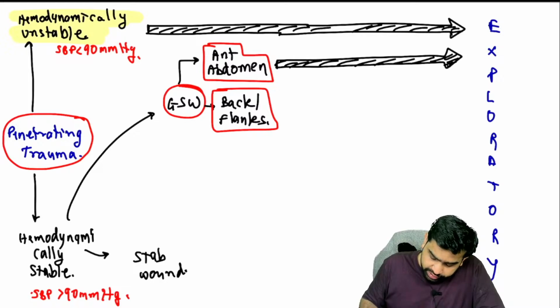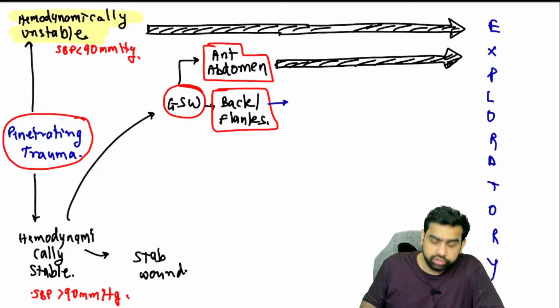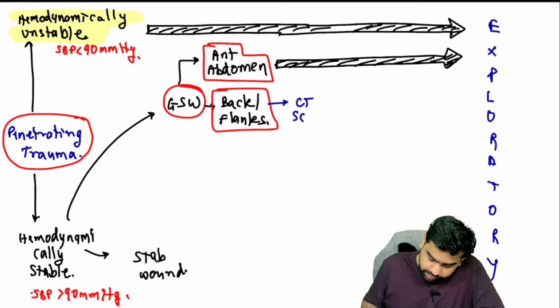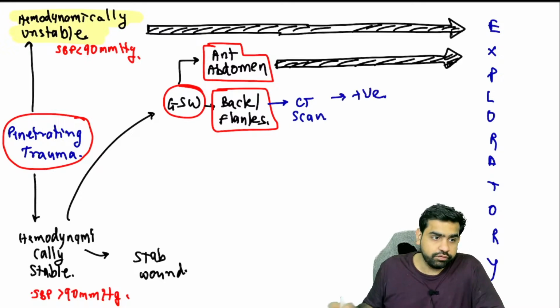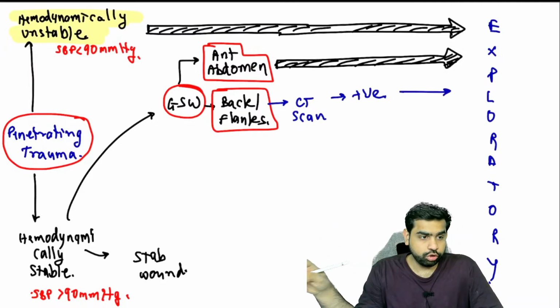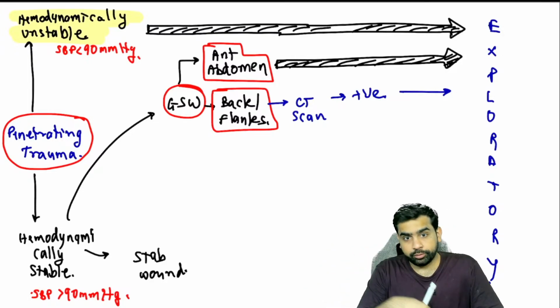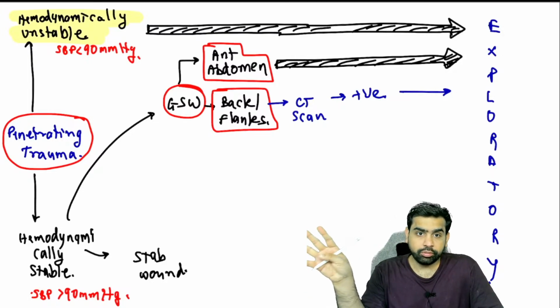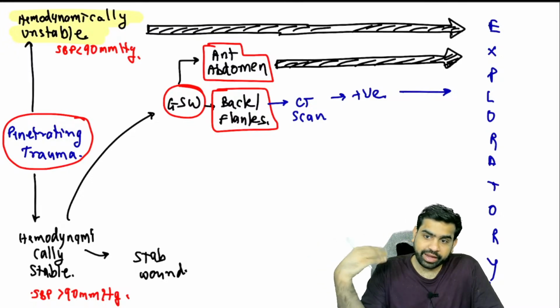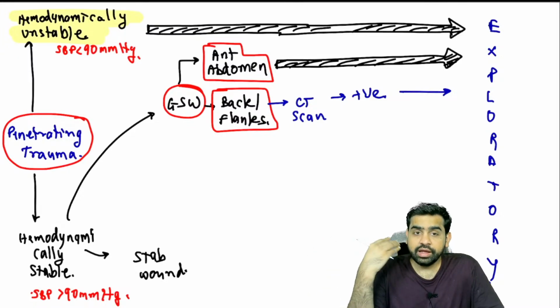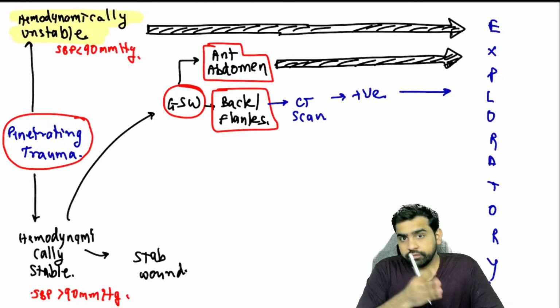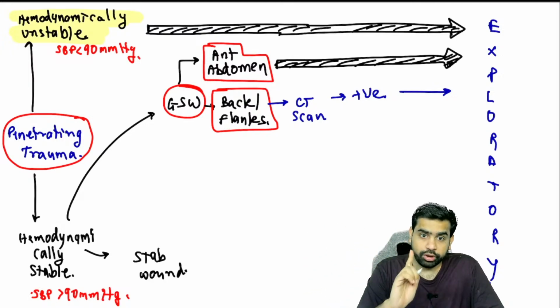But if there is a patient who has a gunshot wound in the back or the flanks, you perform a CT scan, and if the CT scan shows some positive signs and features, then you perform an exploratory laparotomy. So please try to understand, not all gunshot wounds to the anterior abdomen are taken directly to exploratory laparotomy, but for a gunshot wound to the back and the flanks, you first perform a CT, and if the CT scan is positive, then you go ahead with an exploratory laparotomy. I hope you're able to understand this point.